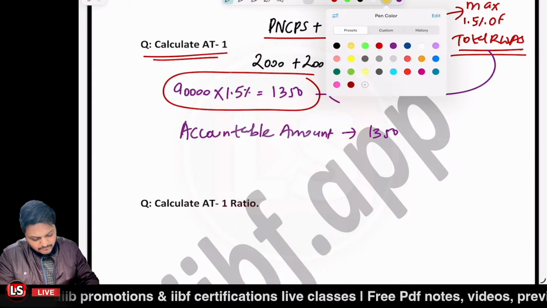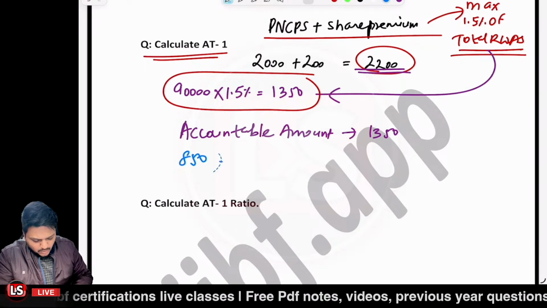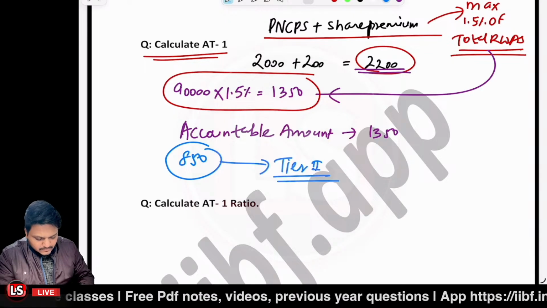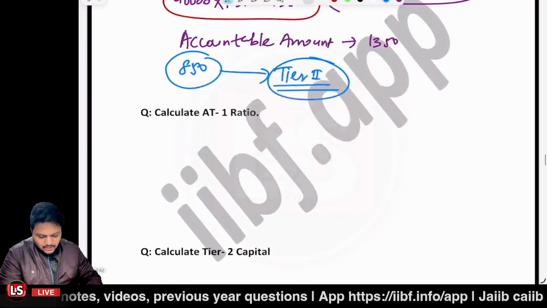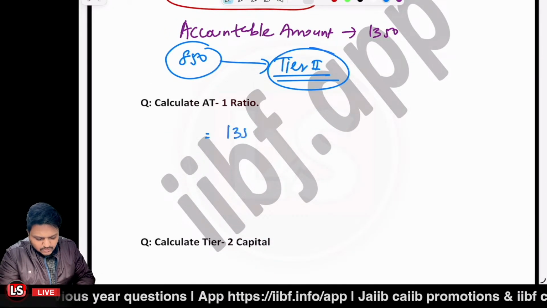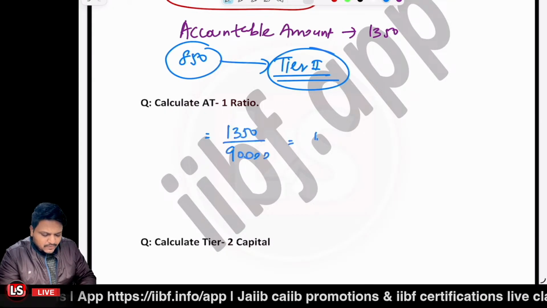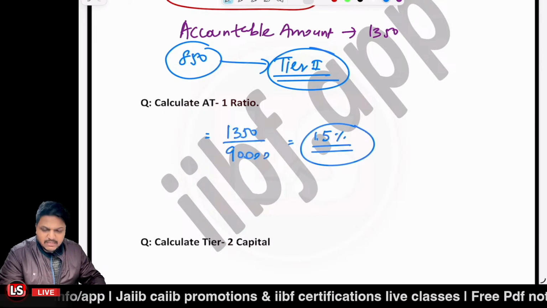That is 850. Now this 850 would be accountable toward what? It will be accountable toward the tier 2 capital. Toward the tier 2 capital, right? Now the AT1 ratio would be equivalent to what? 1350 divided by 90,000, and that is 1.5%. So the answer is very much clear about this ratio.